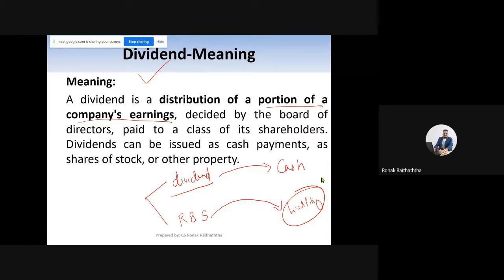Number two, if the company decides to pay the dividend, then what are the consequences? Now the company will be left with less cash. Whatever dividend you are distributing, obviously you are not transferring to reserves and surplus, right? That means the company will be left with less funds. And if the company is left with less funds, it will not have sufficient funds for the future expansion and maintenance of the company.